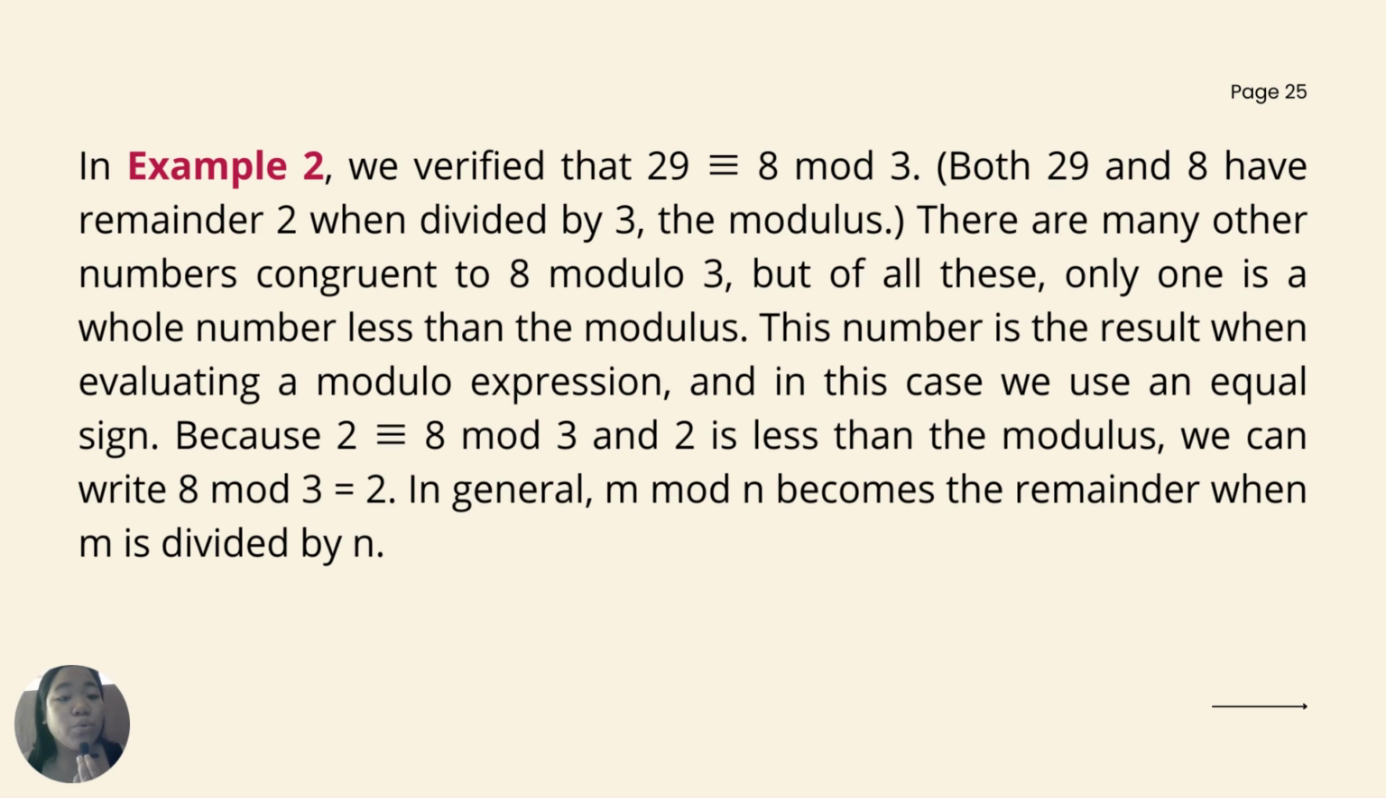So because 2 is congruent to 8 mod 3 and 2 is less than the modulus, we can write 8 mod 3 is equal to 2. So in general, m mod n becomes the remainder when m is divided by n.